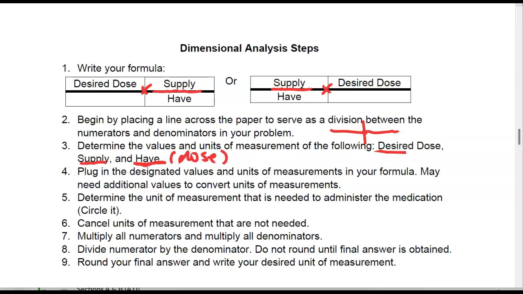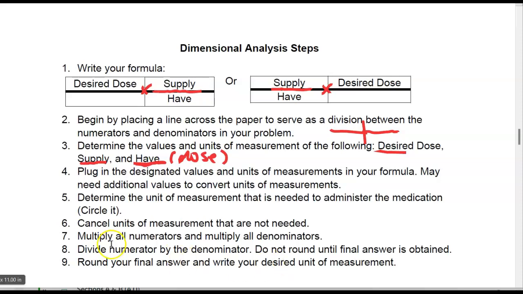Now, step number 4, you plug in the designated values and units of measurement in your formula. You may need additional values to convert units of measurement. So if you need to convert, then definitely you need to add more to that. Now, in step number 5, you determine the unit of measurement that is needed to administer the medication, and you circle it. Kind of like what we did earlier, right? We circled tablet. After that, you cancel units of measurement that are not needed. So again, just like what we did with milligrams. We had milligrams on one side in the denominator, and you have the other one in the numerator on the other side. So that cancels each other out.